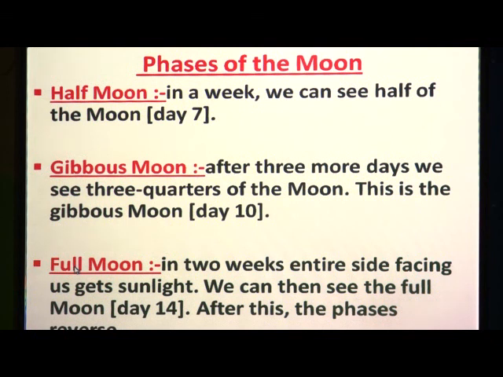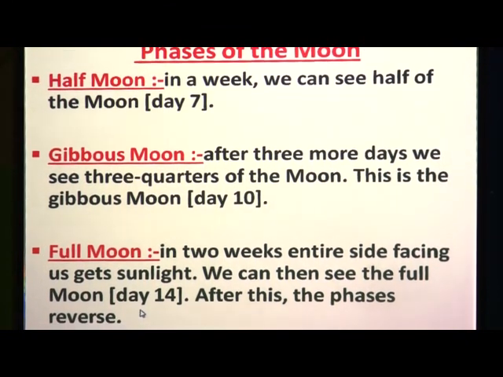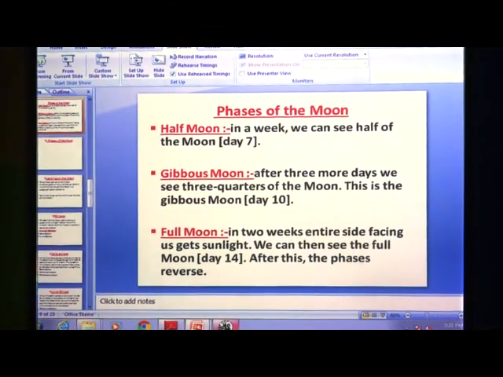Then afterwards the full moon. In 2 weeks, near about 14 days, the entire side facing us gets sunlight, and we can see the full moon. That is on day 14, and after this the phases start to reverse. Here I will show you the picture of the phases of the moon.